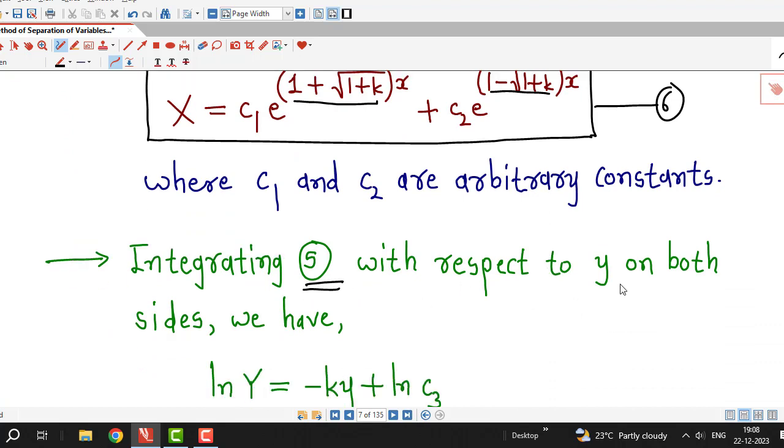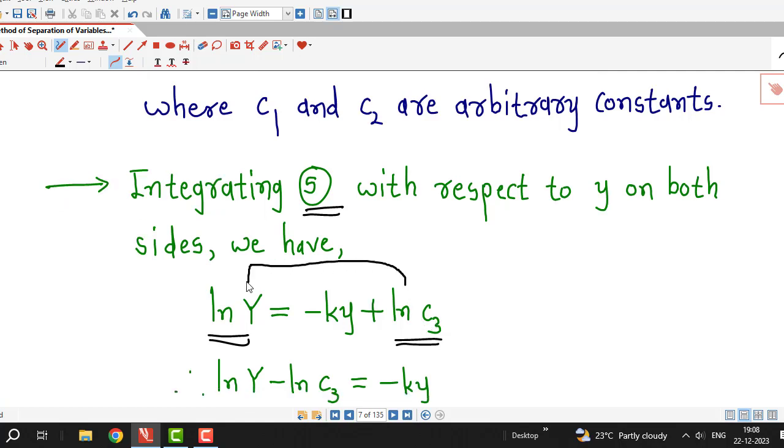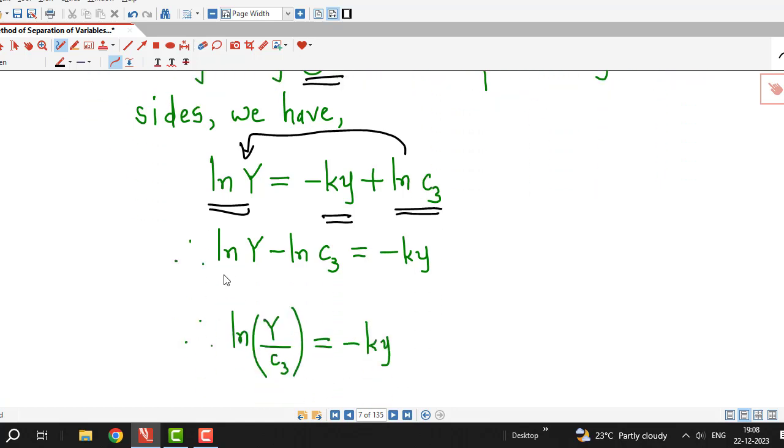Integrating equation 5 with respect to y on both sides, we have ln Y equal to minus ky plus, instead of writing only a constant, we have written log of the arbitrary constant, say C3. Now I transfer this to the left hand side, so that I have log Y minus log C3 equal to minus ky. Using the property of logarithm, I can rewrite this as log of Y divided by C3 equal to minus ky. From this we find that Y over C3 equal to e to the power minus ky.